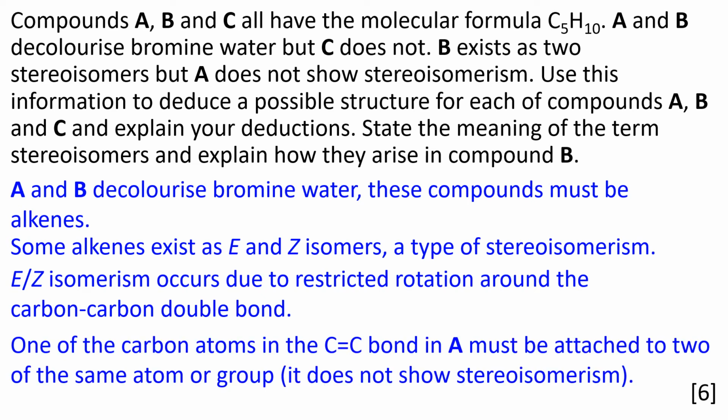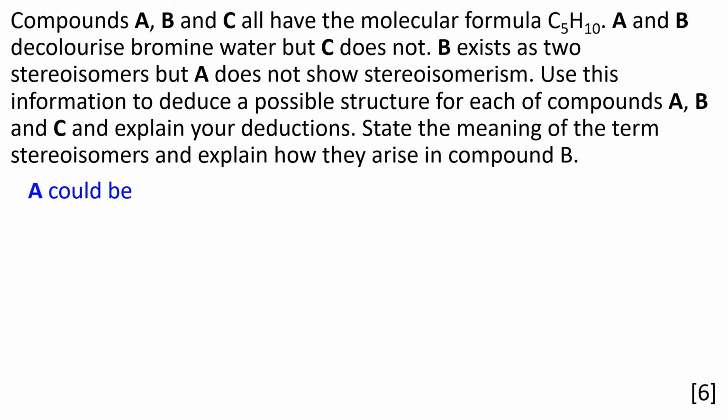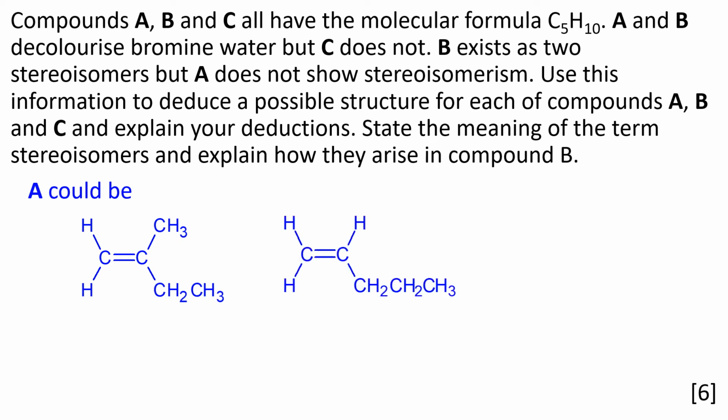Okay, and one of the carbon atoms in the carbon-carbon double bond in A must be attached to two of the same group, i.e. it does not show stereoisomerism. Okay, so A could be that molecule. We've got the carbon on the left attached to two hydrogens, or it could be that molecule, again not branched, and it could be that molecule.